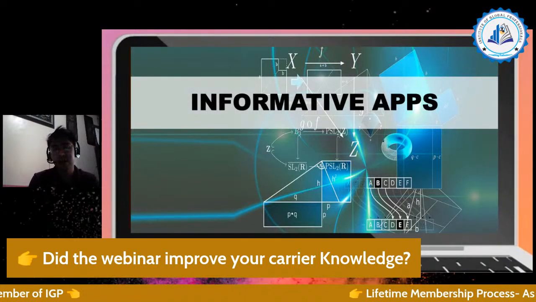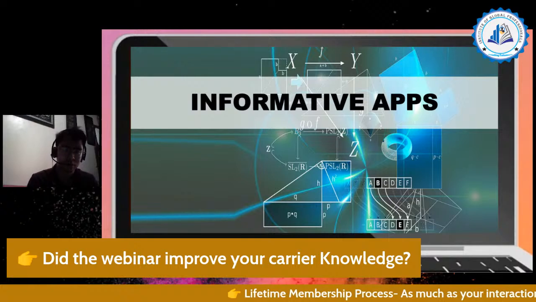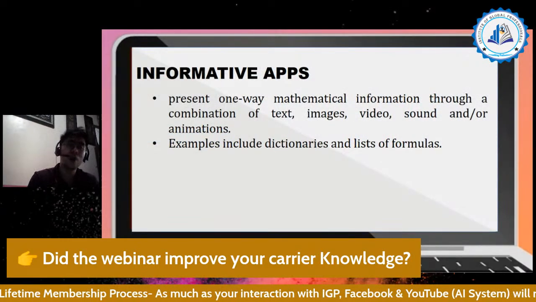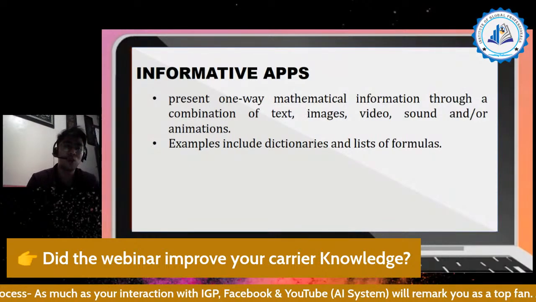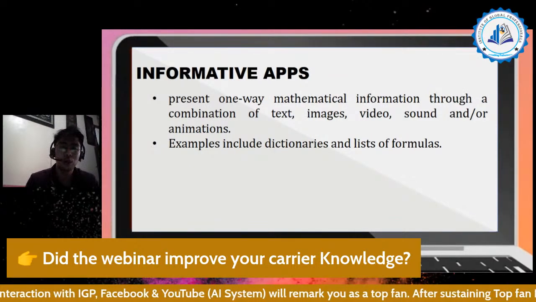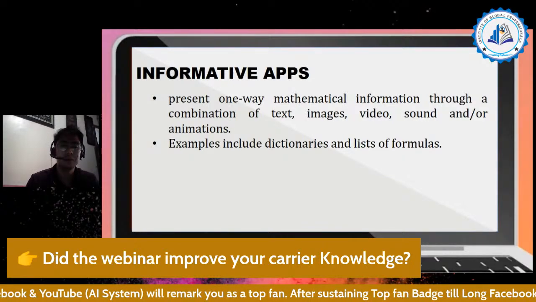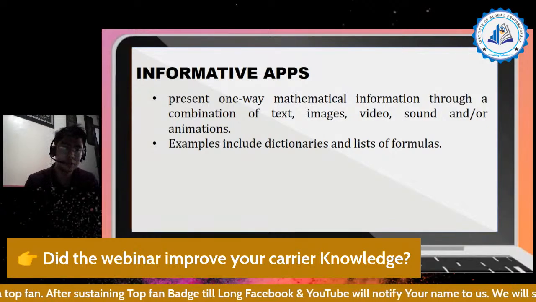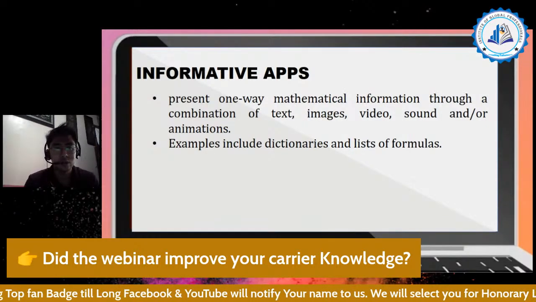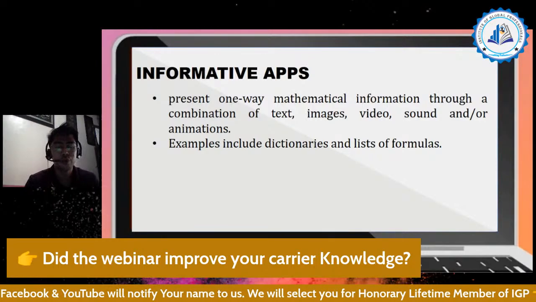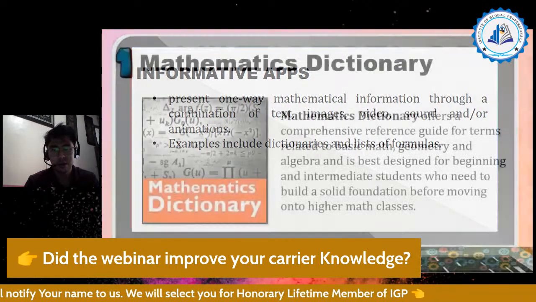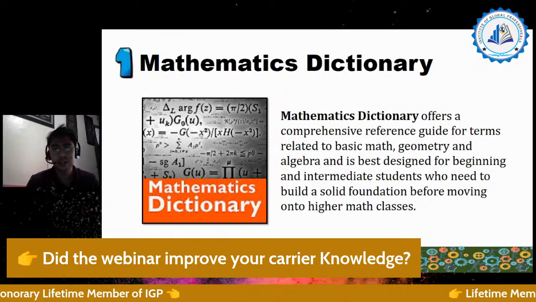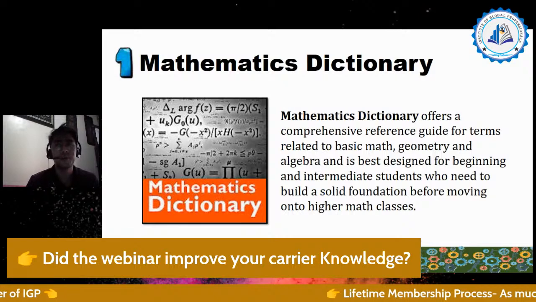Another category is the informative application. So an informative application presents one-way mathematical information through a combination of text, images, video, sound, and/or animation. Examples of informative apps are dictionaries and lists of formulas. So let me share to you some examples of this application. First is the mathematics dictionary.